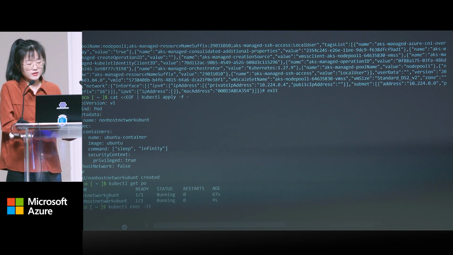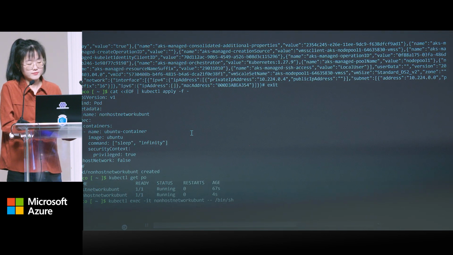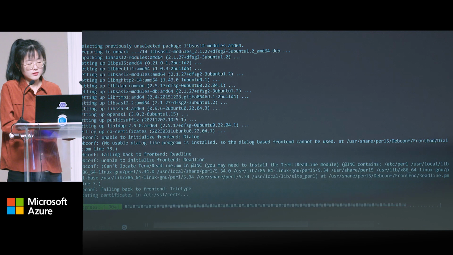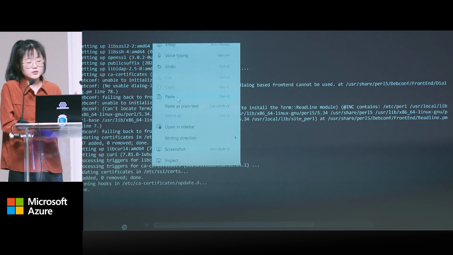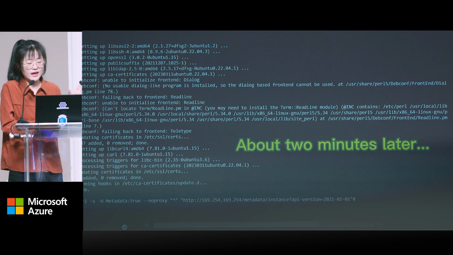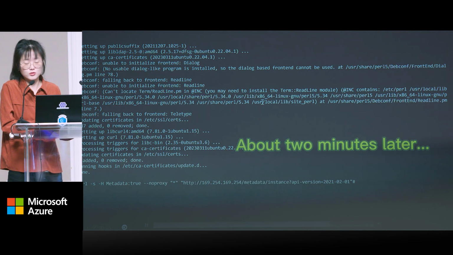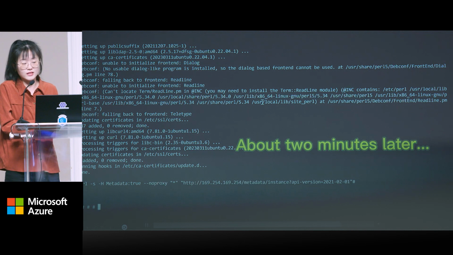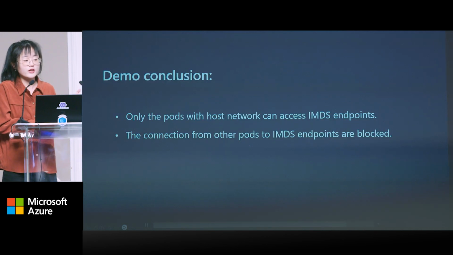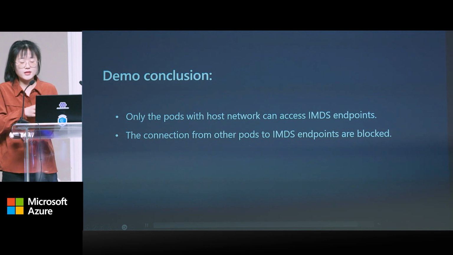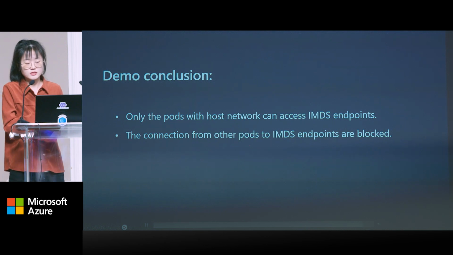We are logging in to the pod and installing the tool again to test the traffic. Yeah, the tool is installing. Fine here. Then let's use the same command to test the traffic to the IMDS. About 2 minutes later, it turns out the timeout result. That means the pod cannot connect to the IMDS endpoint anymore. The traffic is blocked. So here is our demo conclusion. Only the pods with the host network can still access the IMDS endpoints, and all the other pods will be blocked.